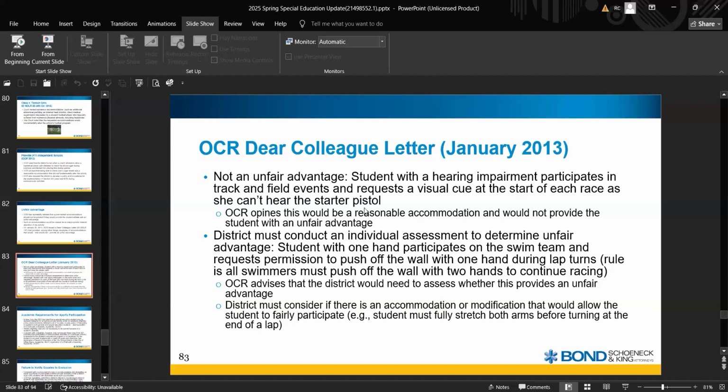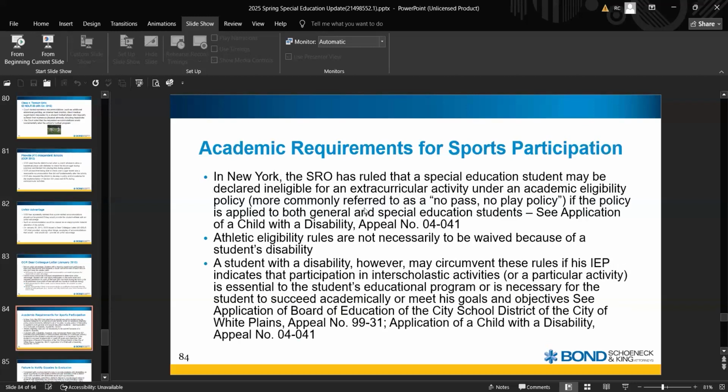You could have examples about a student with one arm doing a swim meet, and the rule is you have to touch the wall at the end of a lap with two arms. What do you do in that situation? Is it okay to just use one? They have to assess, does doing it one way with one arm give you an advantage or not? You could have experts testifying and looking into this. Pretty interesting stuff. Eligibility requirements. This is important.